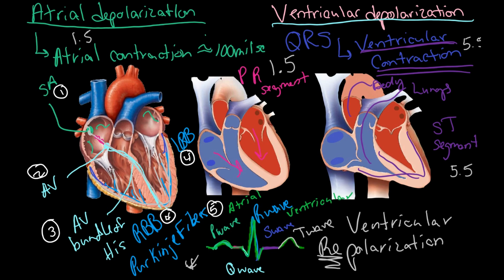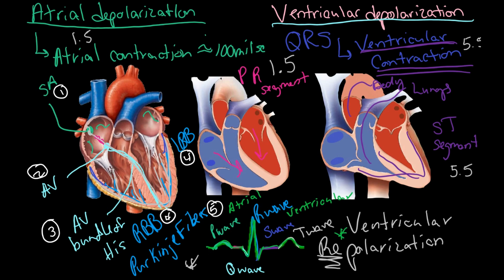Then you have the ST segment, where the ventricles are contracting and pushing the blood through the entire body. And then you have the T wave. And the T wave is when the ventricles get repolarized.